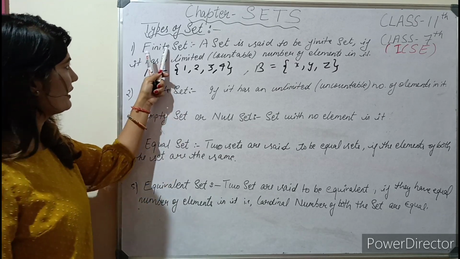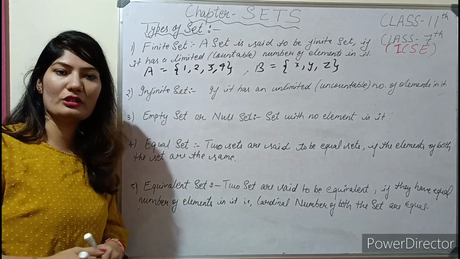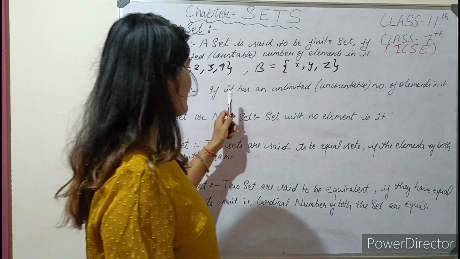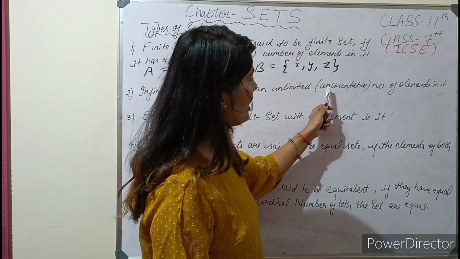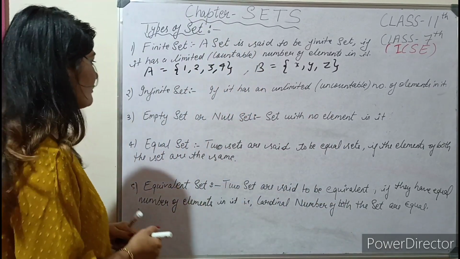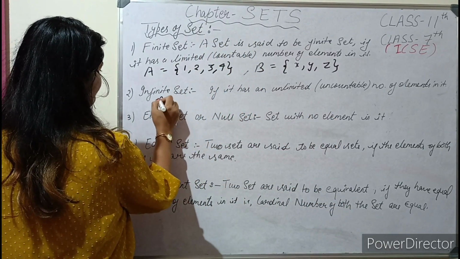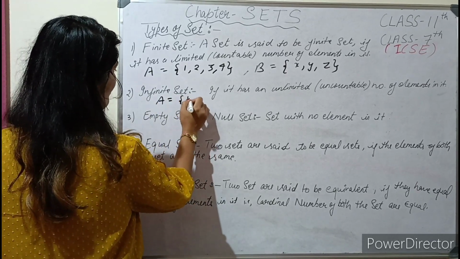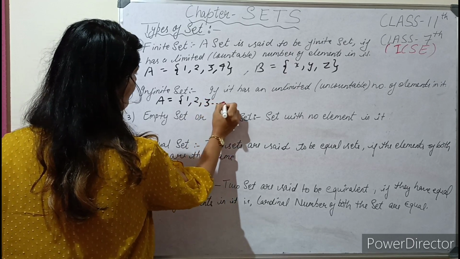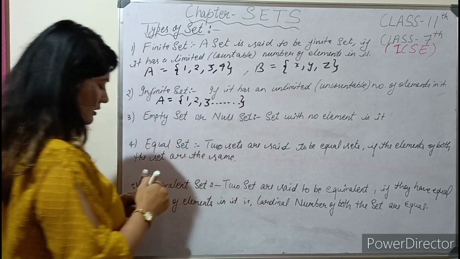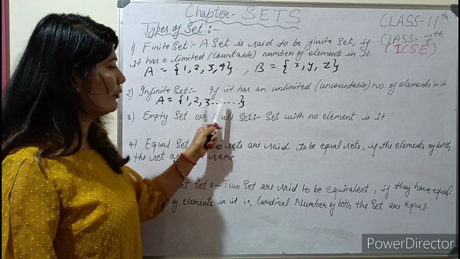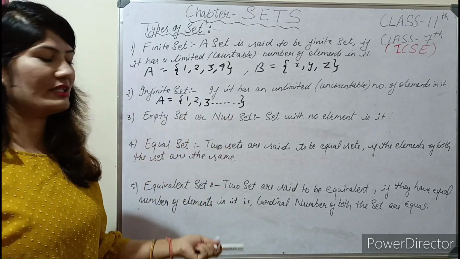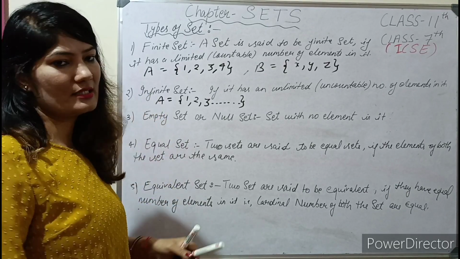Now the second type of set is infinite set. So here this finite set and the infinite set are totally opposite to each other. So here infinite set, if it has an unlimited or uncountable number of elements in it. For example, if I take A is a set of numbers 1, 2, 3 up to so on. So in this case, can you count the number of elements? No, we can't count the number of elements in it. So hence we can say that A is the infinite set.